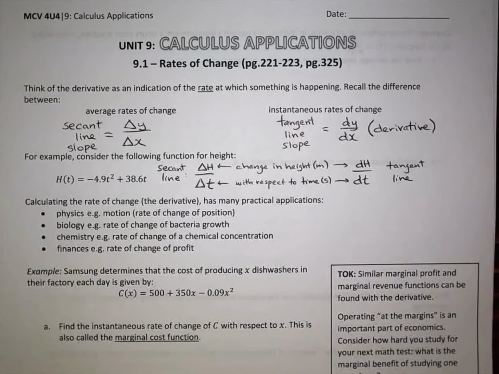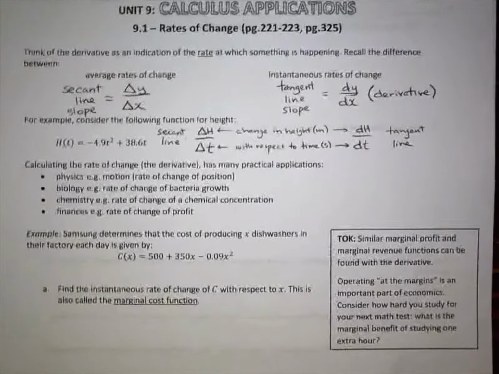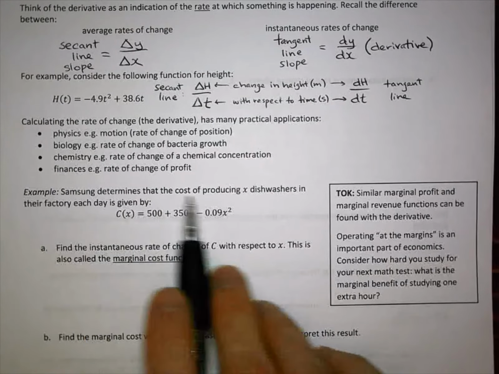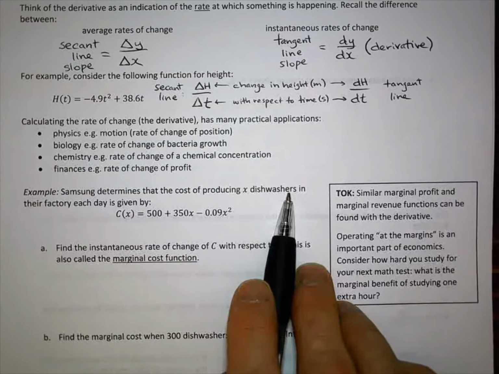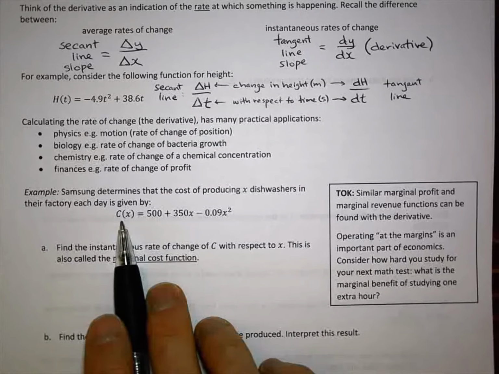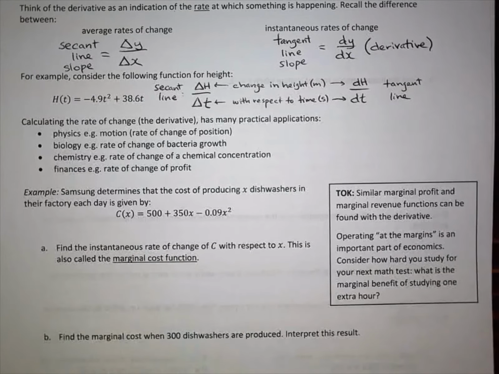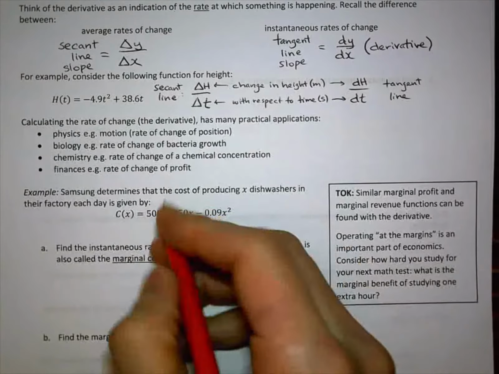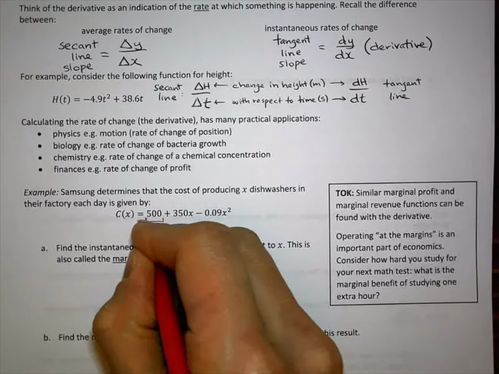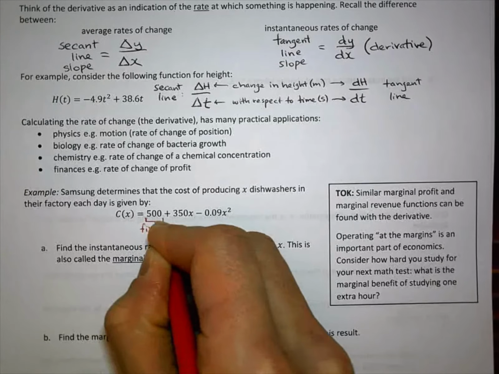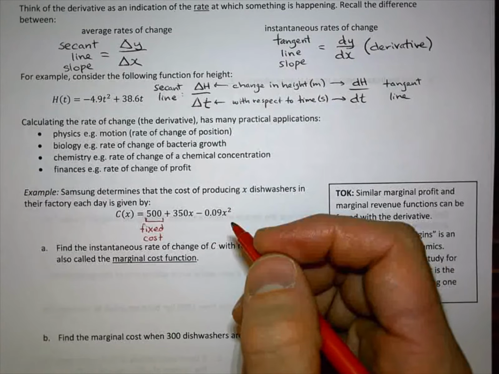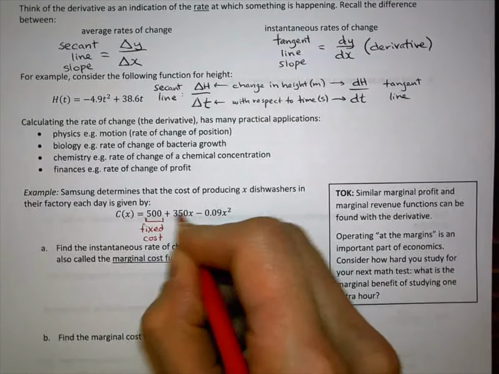So with that in mind, let's do a few problems here. And we'll start actually with a business problem. Here we have Samsung determines that the cost of producing x dishwashers in their factory each day is given by this function here. So that's the cost. And Samsung probably knows what some of these numbers mean. Like this 500, that's probably a fixed cost, right? It doesn't change no matter how many dishwashers you make. So that's probably the cost of turning on the factory, the lights, and keeping the factory heated. And then you have plus 350x.